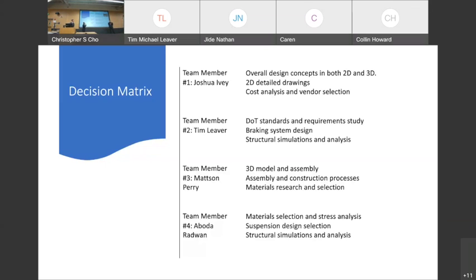For our decision matrix, we decided to split the work among the four of us. Josh took over the overall designs, both 2D and 3D. He also did the 2D detailed drawings as well as the cost analysis. Tim did the DOT standards and requirements, as well as the braking system and the structural simulation. Madison did the 3D modeling as well as the assembly, and also the material research and selection. I was responsible for the material selection and stress analysis, as well as the suspension design and selection, and the FEA or structural simulation.